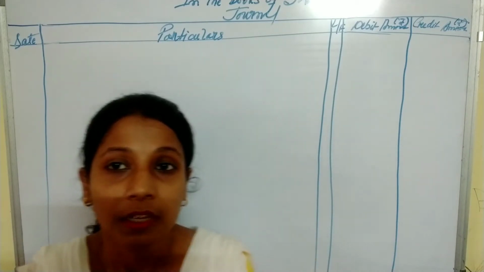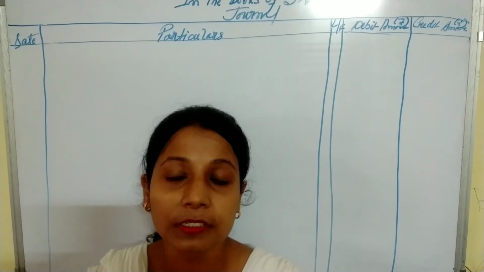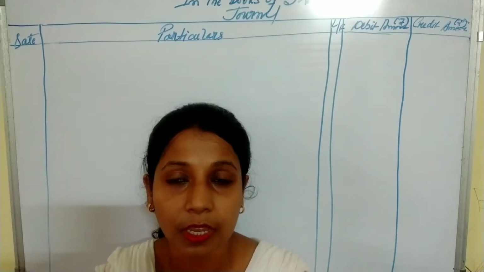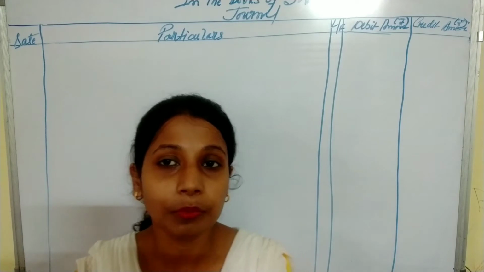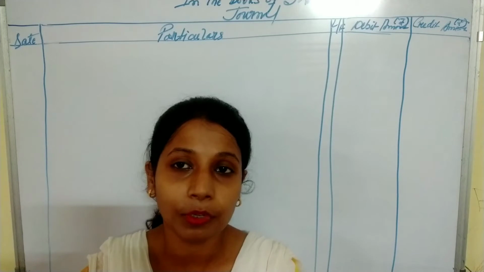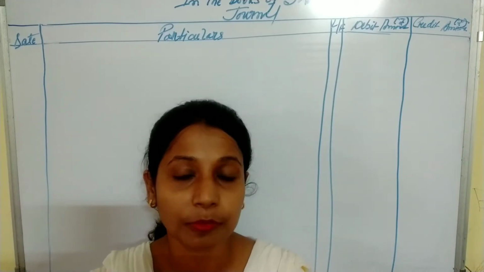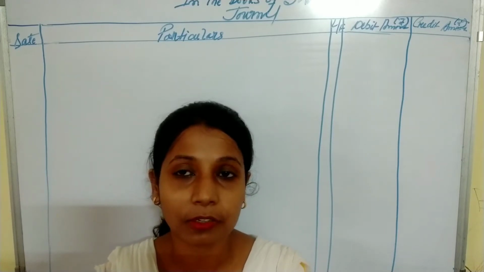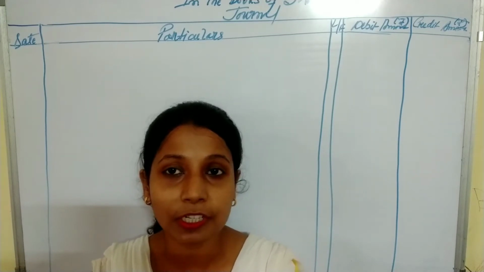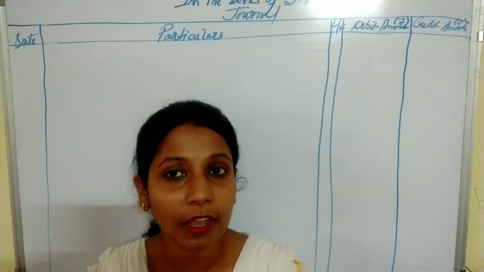Now, the first entry is for receipt of application money. So, what is the journal entry? Bank account debit to equity share application account. This entry we will not write in the journal. This entry will be in the cash book. As I said earlier, all cash received and cash payments are to be recorded in the cash book. So this entry we will write in the cash book.